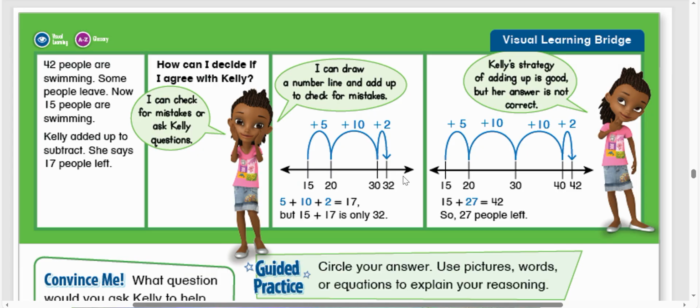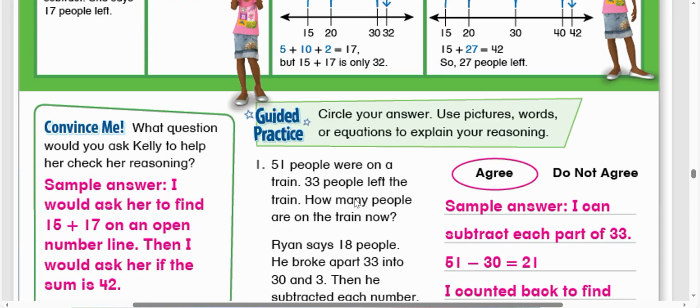First step, she did it in 2 steps like this, going to 32 and then completing it. But she counted only to 32. You want to find going to 42. The correct answer will be 27. So 27 people left, not 17, because we find the difference between 42 and 15. The answer will be 27, not 17, because she counted to 32. Understood? Next question.